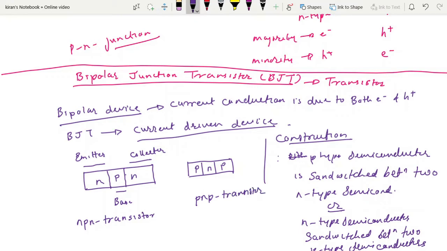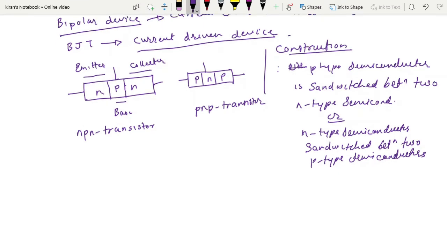Now, since there are three regions, this is a three terminal device, so from each region I am taking out some connections. So for a transistor there are three terminals, unlike diodes. When we discussed diodes, we said that in a PN junction diode, this is P-type material, this is N-type material, and we have two terminals. It is denoted by something like this. This is a diode, with anode and cathode. So there are two terminals. Over here we have three terminals.